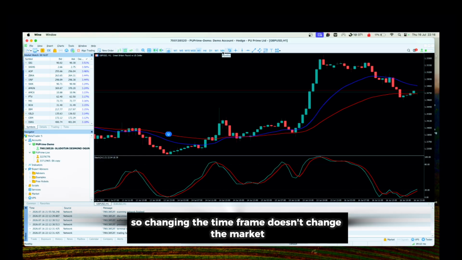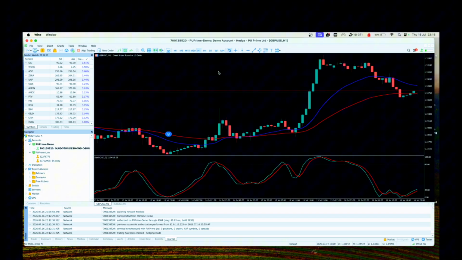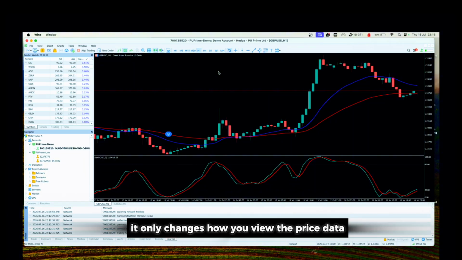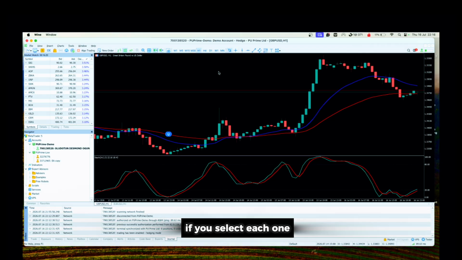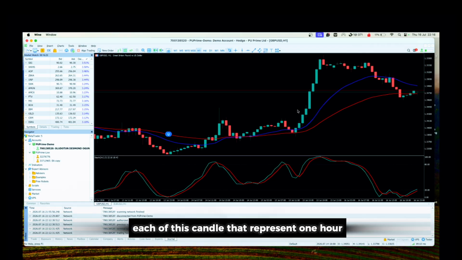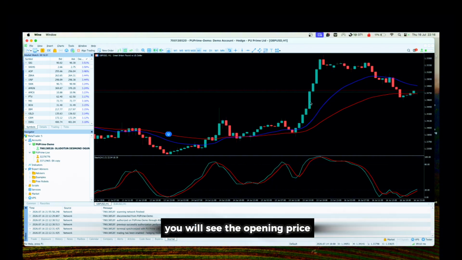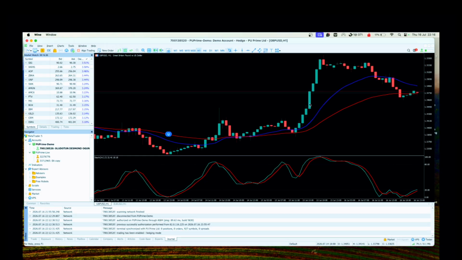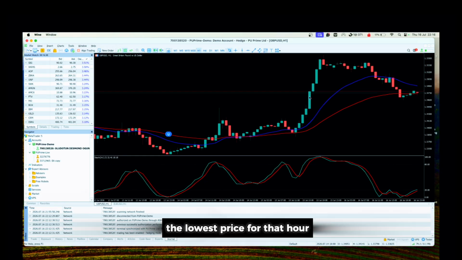So changing the time frame doesn't change the market. It only changes how you view the price data. So in other words, you select H1, each of these candles that represent 1 hour will show you 4 important information. You will see the opening price, the highest price for that hour, the lowest price for that hour, and the closing price for the hour.